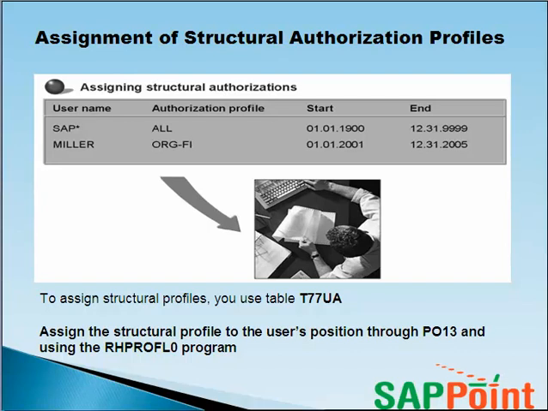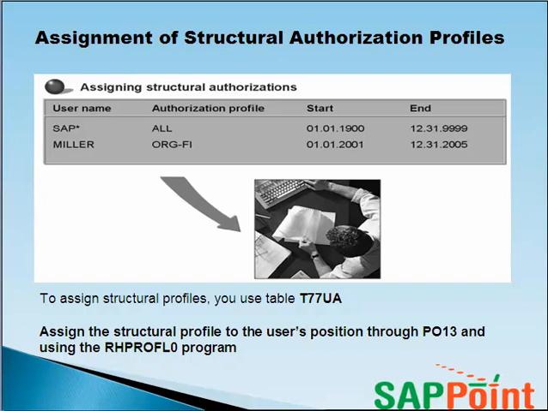Now you can use the table T77UA to do the assignment of the structure profile to the user. You have to understand here, the structure profile is not the same as your role. The role can be assigned using PFCG or SU01, but you cannot assign a structural profile using SU01 or PFCG. To assign a structural profile, you use the table T77UA, or you can execute the transaction OOSB to do it.